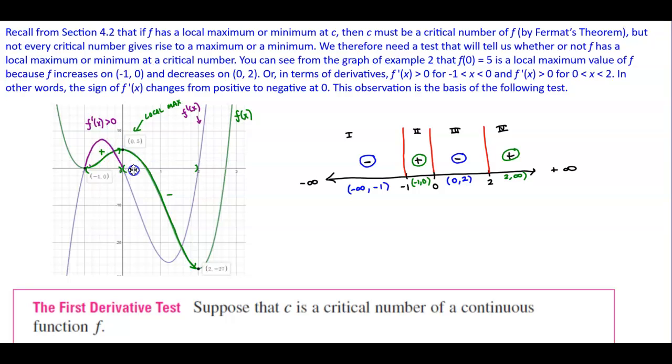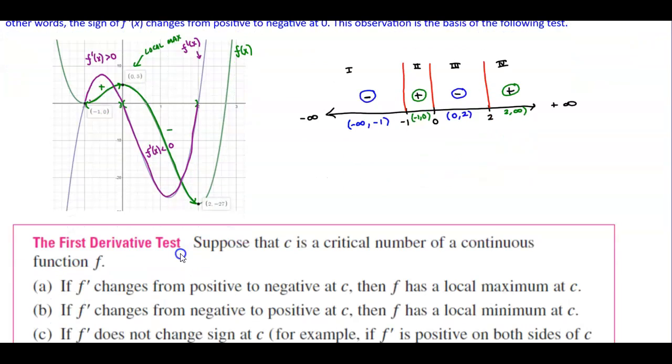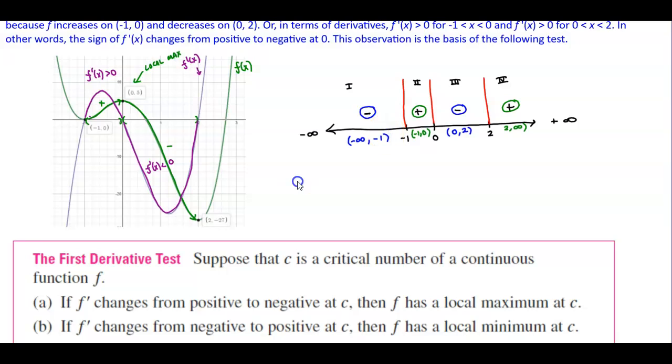Okay, likewise, in the interval between 0 and 2, we can see that the function is decreasing, which tells us that the derivative function between 0 and 2 is going to be less than 0. So in other words, the sign of f prime of x changes from positive to negative at 0. From here, you can see at 0, it went from positive, and then it changed to negative here. Okay, so this now is going to give us the following test.